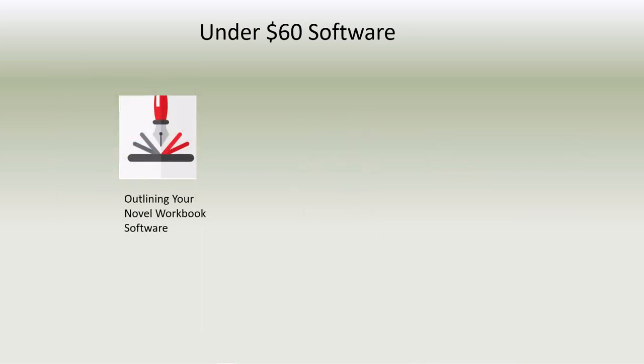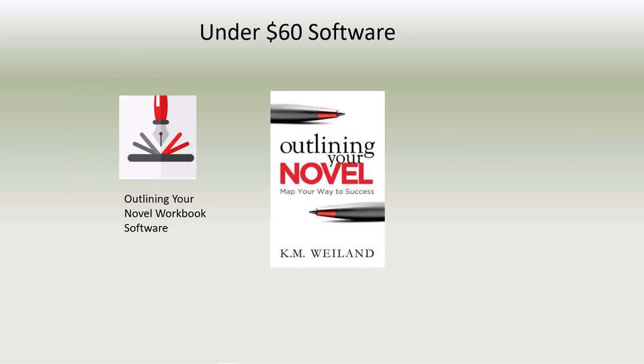Now, the Outlining Your Novel Workbook software is software that is based on a book called Outlining Your Novel by K.M. Weiland. And she wrote this book that follows a method of using what-if statements to develop your story and to go through this methodology where you figure everything out before you actually start writing. And the book's pretty good. I've read the book. It was interesting, and it did give me a lot of ideas on how to go about plotting a story. It is available in paperback still for about $12.